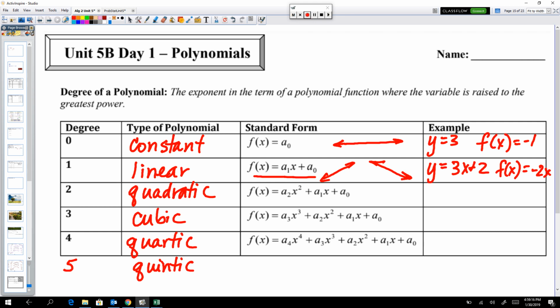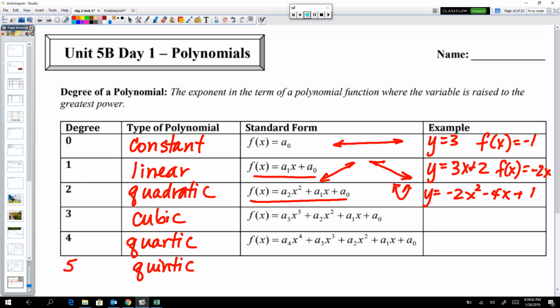A quadratic, as you know, looks like this, or the upside down version of that. And in standard form, f of x equals some number times x squared plus some number times x plus some constant. So an example might be y equals negative 2x squared minus 4x plus 2. Actually, that's not a great example. Plus 1.